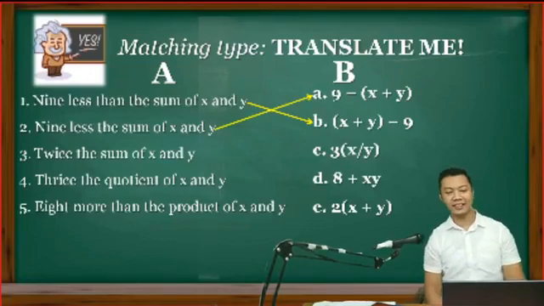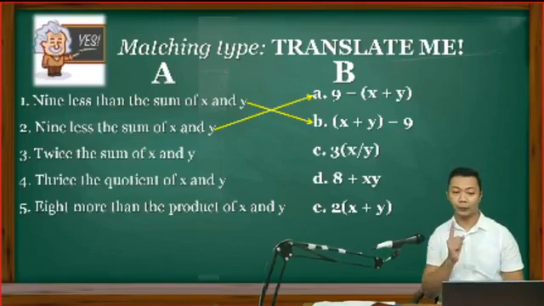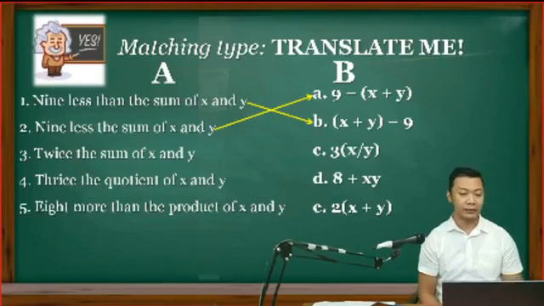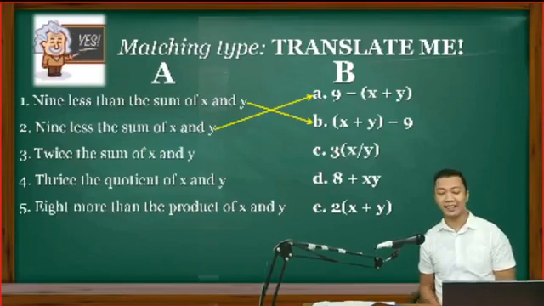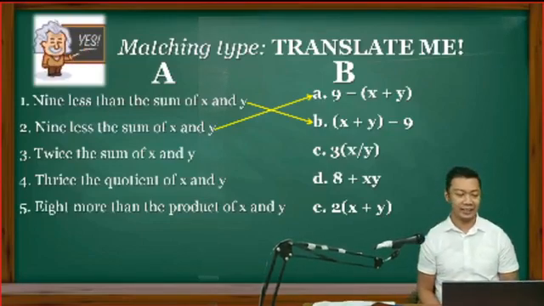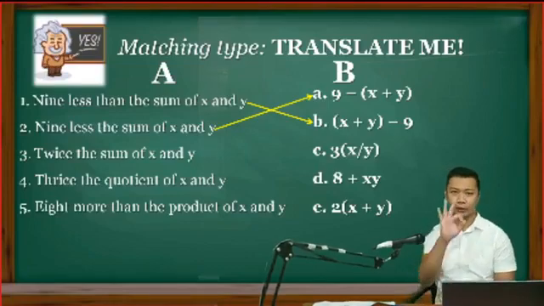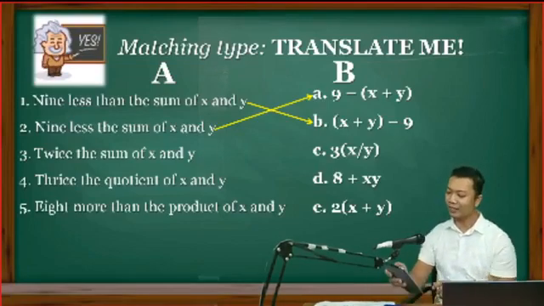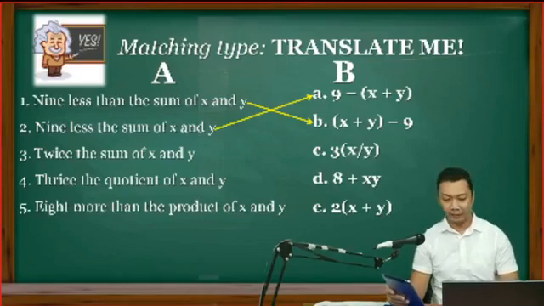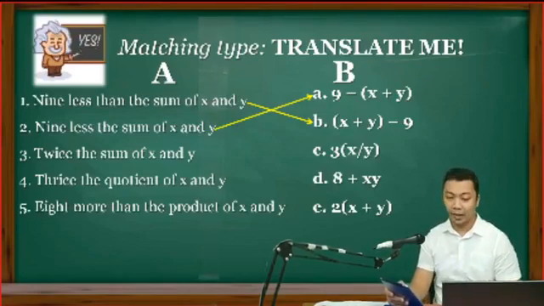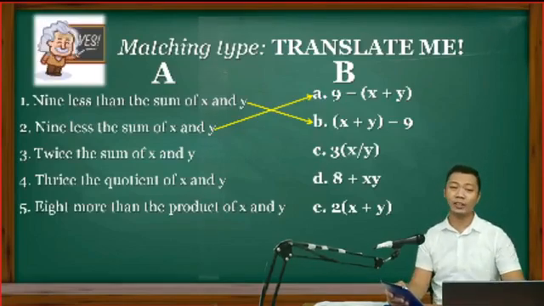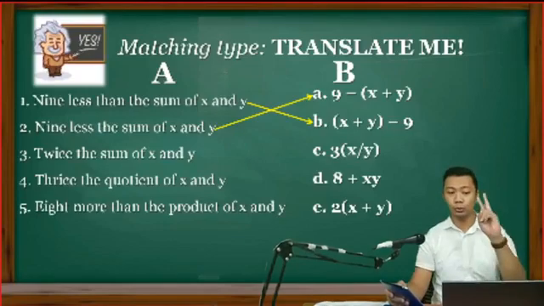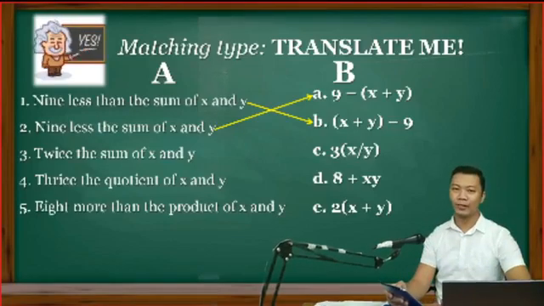Next, number 2. 9 less the sum of x and y. That's for letter A. So it's a bit confusing, class, when we say 9 less than and 9 less. Please take note of that. Next, number 3. Let's get answers from the students for number 3. Twice the sum of x and y. Again, twice the sum of x and y. Please take note that when we say twice, we are multiplying 2 to that variable or number.